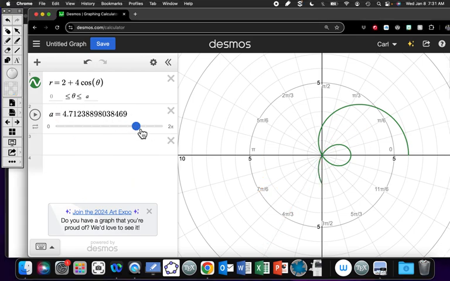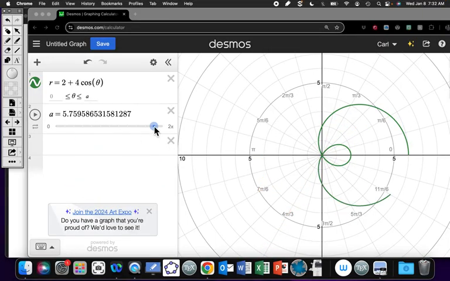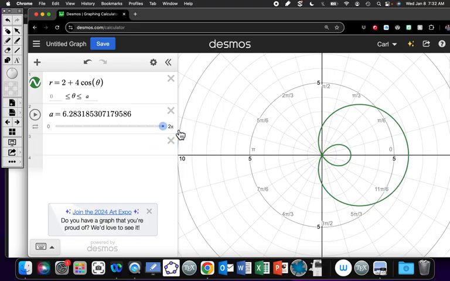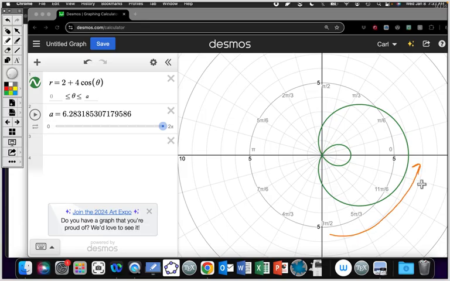So there we go, until we get to 3 pi over 2. And now from 3 pi over 2 to 2 pi, we're graphing positive r's again, which gets us back, at 2 pi, to 6. Okay, so that's that example.